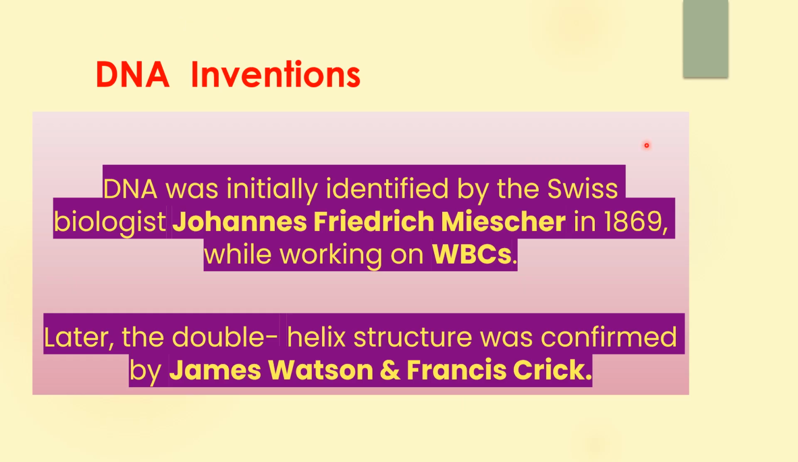Let's go on. DNA inventions. DNA was initially identified by Swiss biologist Johannes Friedrich Miescher in 1869 while working with WBCs, that is white blood cells. Later, the double-helix structure was confirmed by James Watson and Francis Crick. This is very important, James Watson and Francis Crick.